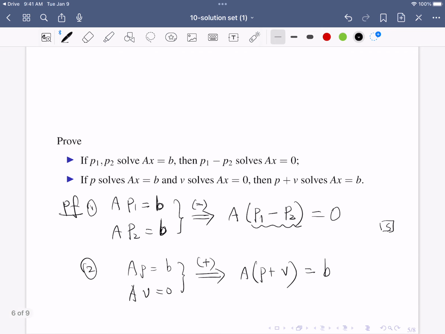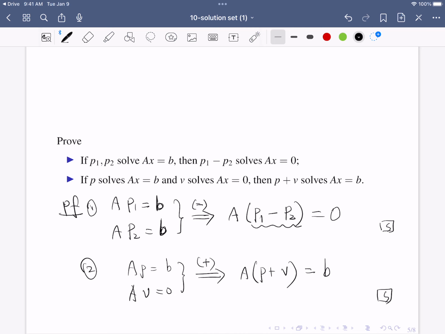So compared to the matrix equation AX equals B, obviously P plus V solves AX equals B because P plus V can replace X in the equation. So we're done. So pause a little bit.